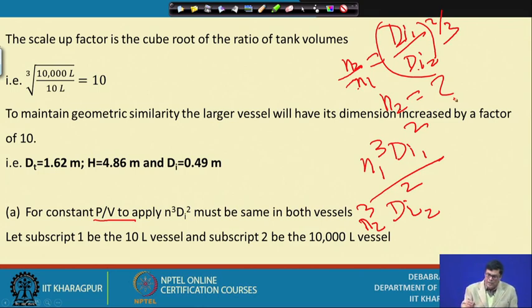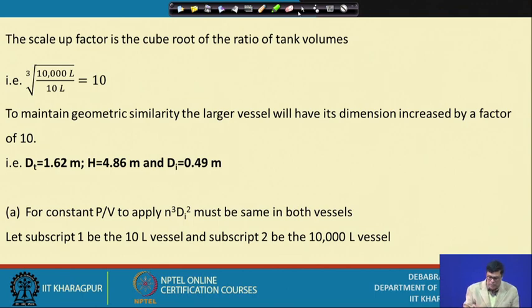Now the question comes: if the n1 value is not given, then we can write this in terms of n1. If we assume n1 value is 1, then you can easily write what the n2 value will be, that many times as compared to the small reactor.